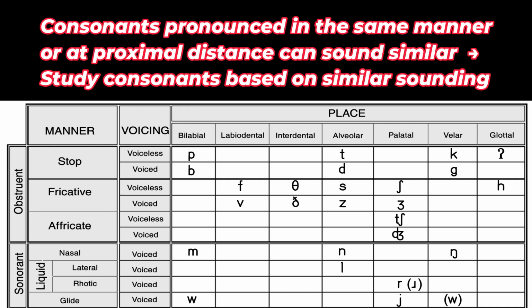Now that we have examined the three criteria for consonant classification, we are ready to study individual consonant phoneme sounds. Like vowels, consonants that are pronounced by the same manner or at proximal distance can sound similar and thus can be difficult to discern. So in this course we focus on groups of sounds that are similar in some aspects. We begin with plosives.